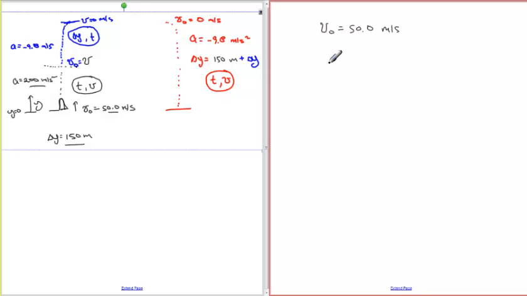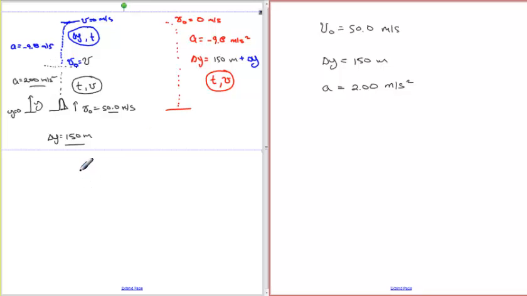Okay, so V0 is 50 meters per second. Delta Y black is 150 meters. And acceleration is positive 2.00 meters per second squared. And down here in green, we'll write the equations that we're going to use. So these are all constant acceleration situations. This is constant, constant, constant.